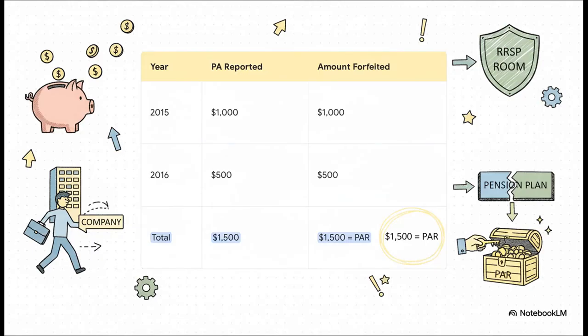Okay, check out Paul's case here. In 2015, his employer put in $1,000. That created a PA of $1,000. In 2016, they put in another $500, creating a $500 PA. So his RRSP room was reduced based on that total of $1,500. But here's the thing, Paul leaves his job before he's vested, so he has to forfeit all of it. He walks away with nothing from the company. The result? His PAR is exactly, to the dollar, the $1,500 he forfeited.